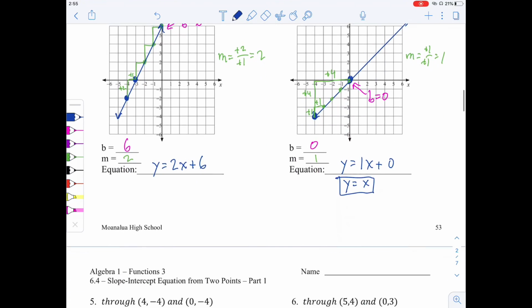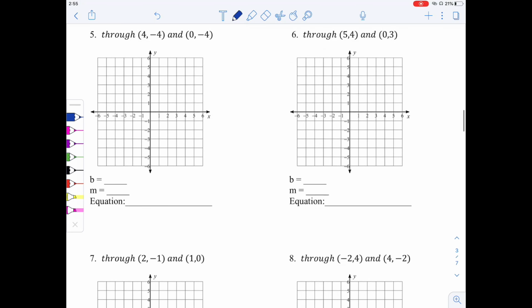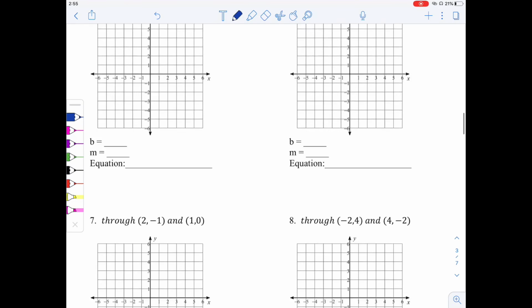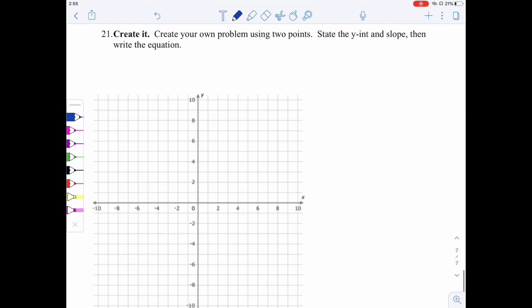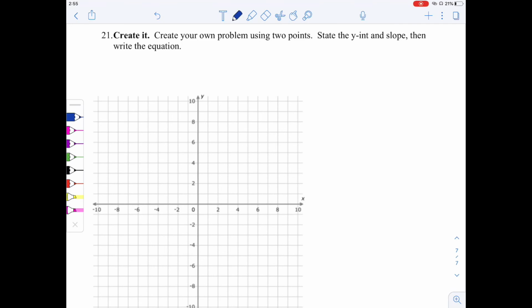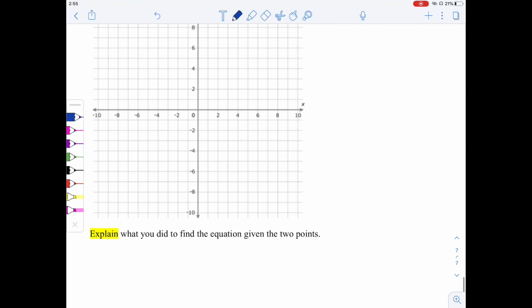Okay, so that's all there is to it. Graph your 2 points. Figure out where the line intersects the y-axis, and also find your slope given the line. Okay, on the bottom, you're going to create your own problem using 2 points and explain what you did to find the equation given 2 points.